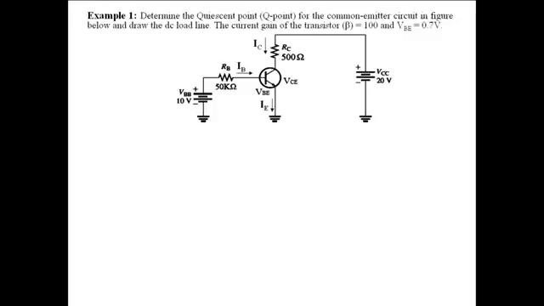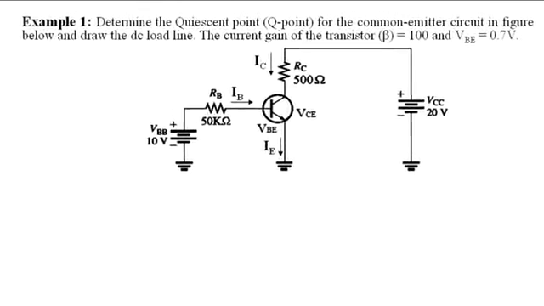Welcome. We are going to solve two examples about the DC load line. Example 1. Determine the quiescent point or Q point for the common emitter circuit in figure below and draw the DC load line. The current gain of the transistor, or beta, equals 100 and VBE equals 0.7 volt.